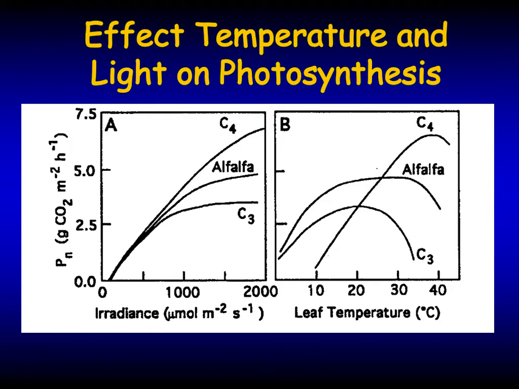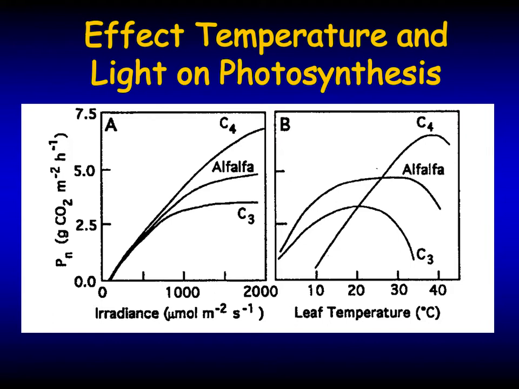So this is what happens as leaf temperature increases, and this is Celsius. So 20 degrees Celsius is about 70 degrees Fahrenheit. And so as leaf temperature increases, the photosynthetic rate increases in cool season grasses up to about 70 degrees Fahrenheit. So at 70 degrees Fahrenheit, we're getting optimum photosynthetic rates of cool season grasses.